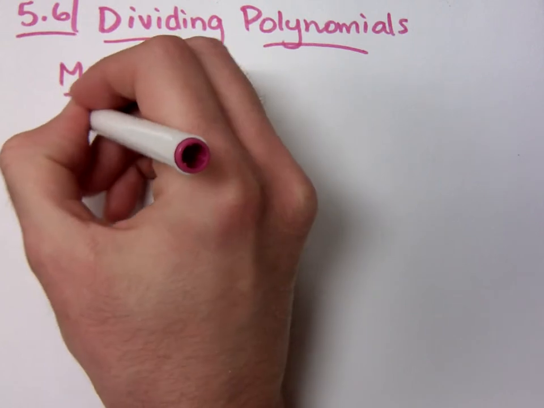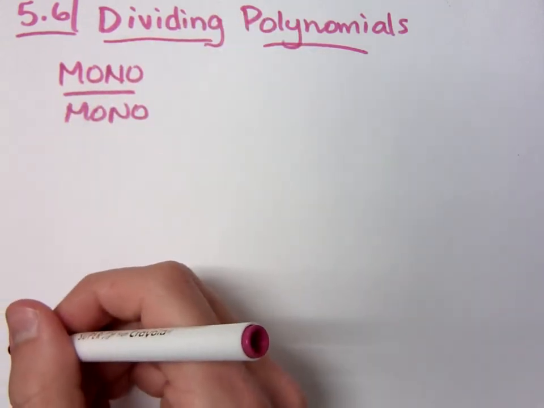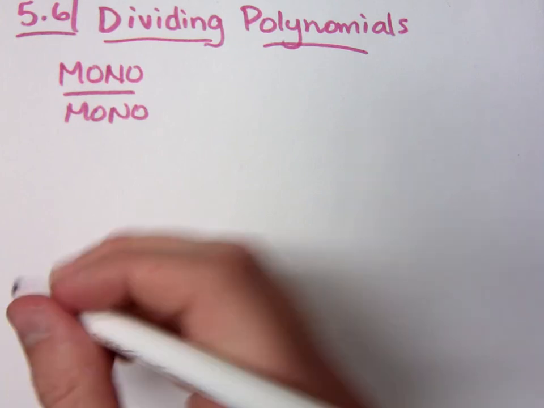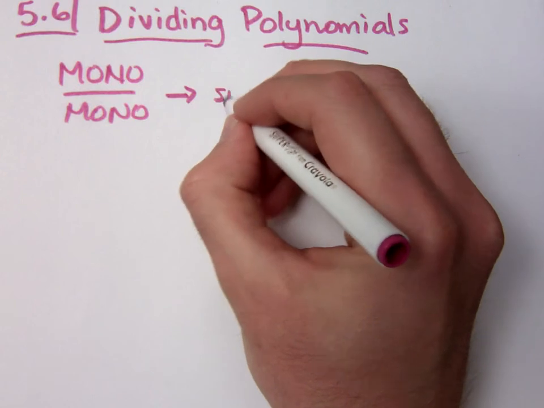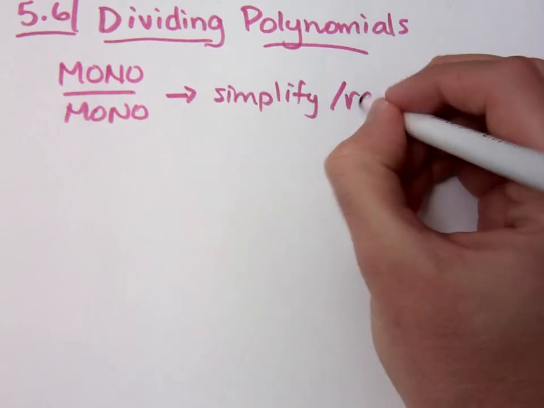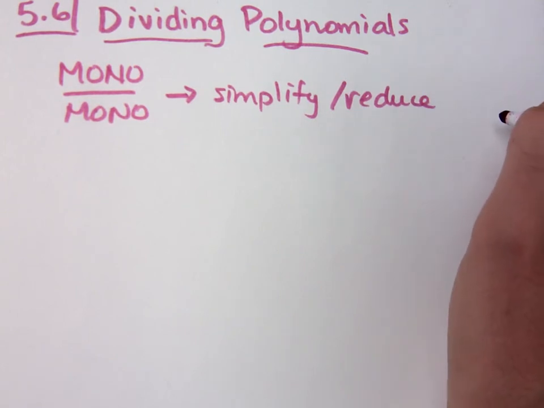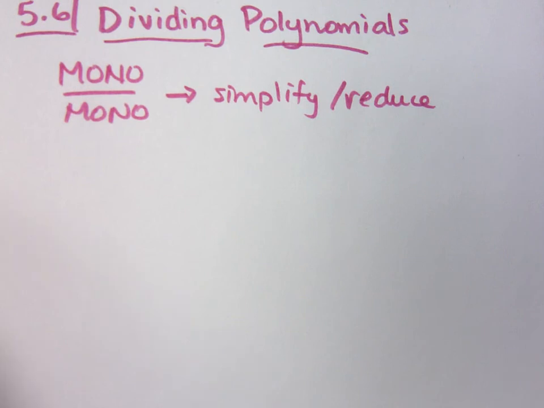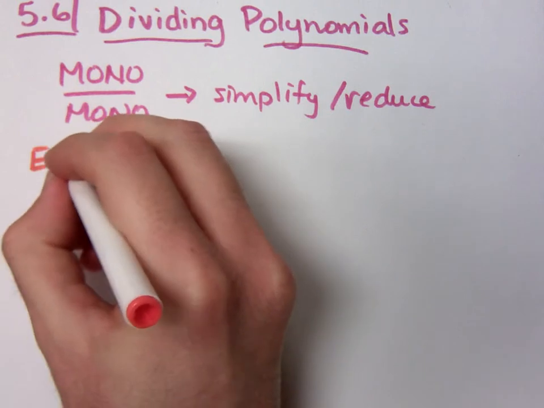Let's start off talking about dividing a monomial by a monomial. Is that cool? It's pretty simple to do this division because all you have to do is simplify the fraction. You simplify or reduce, whatever word works best for you. That's all we're doing. So for example, if I ask you to simplify the following.